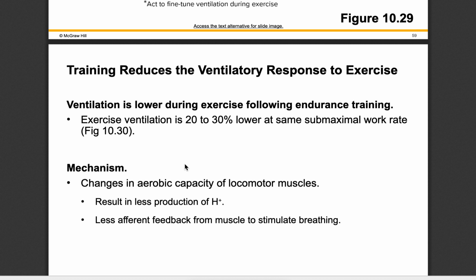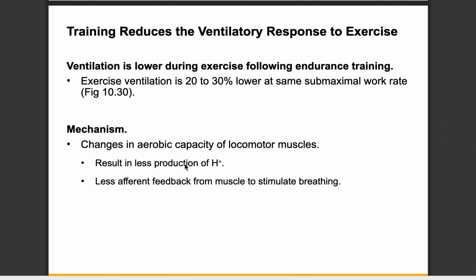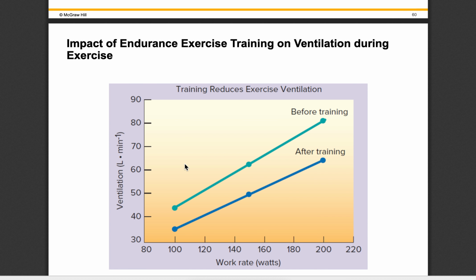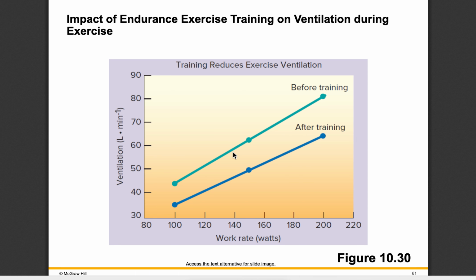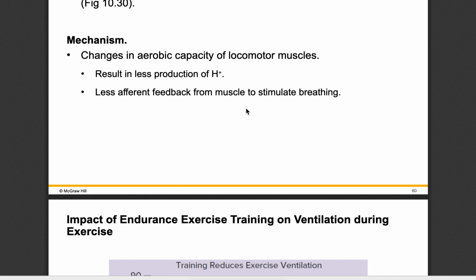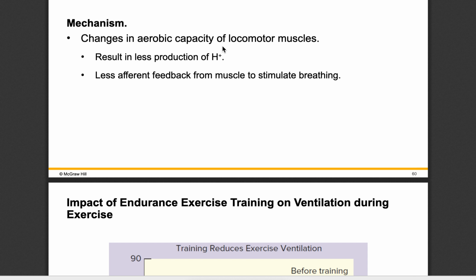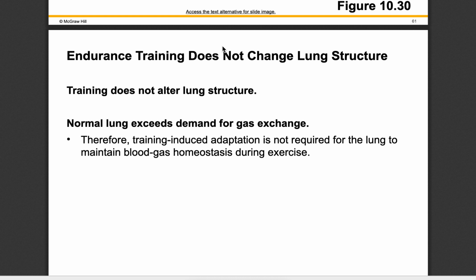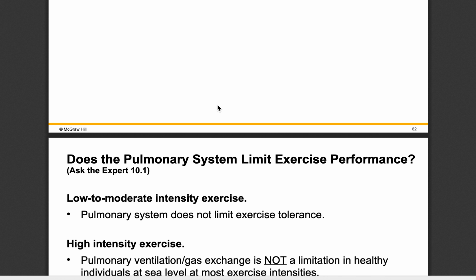Additionally, we're increasing capillary flow, and so we have increased capillaries in the lungs, and so we do see some more exchange happening as well. So think about that ratio we talked about before. So before training, after training, you can kind of see that, and again, less feedback to the muscle stimulating breathing, less production of those hydrogen atoms. Again, we don't really alter that lung structure. We may increase some capillary flow, getting that ratio right, but there's not a lot of that. Normal lung exceeds gas exchange demand even at high training levels. And so we're perfectly capable of handling that even in an untrained individual.